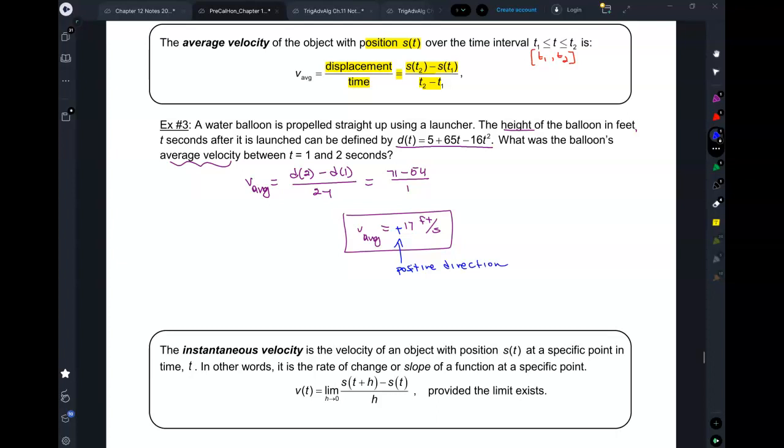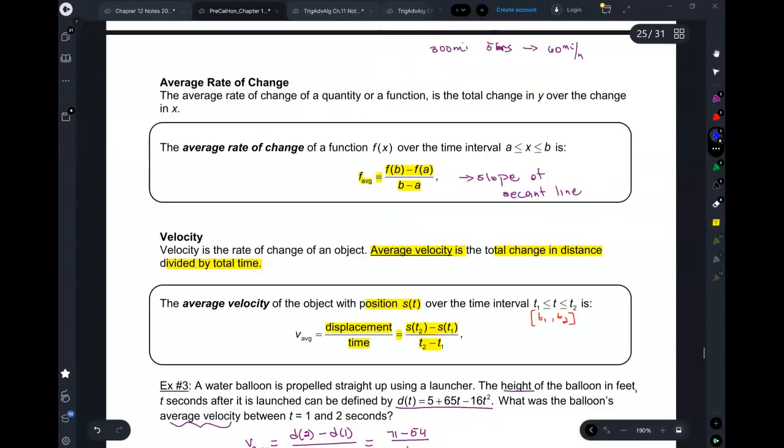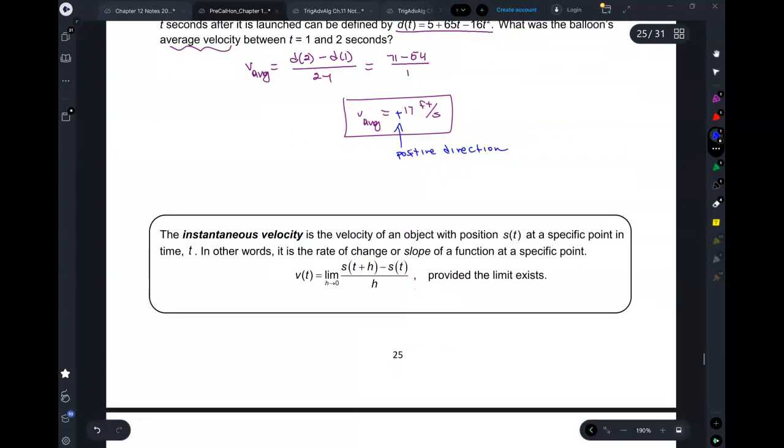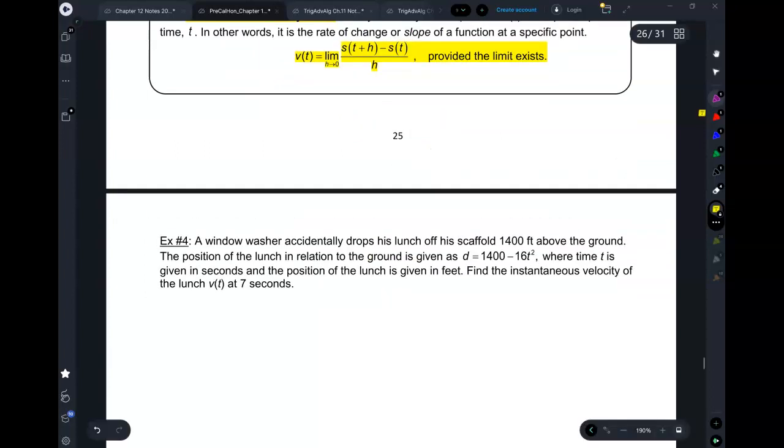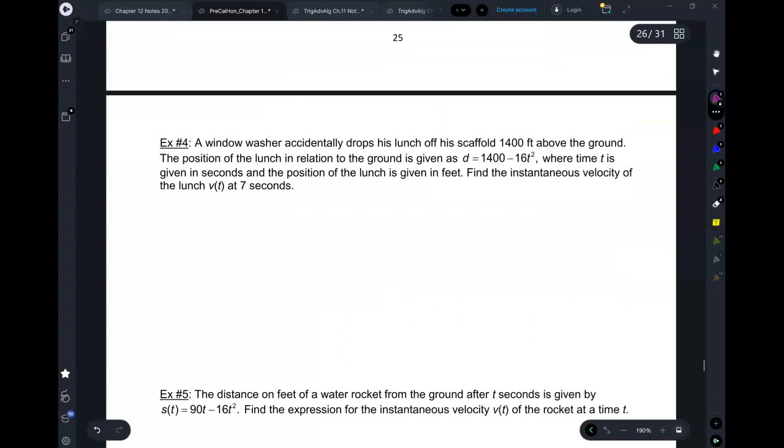Okay. Now, that's average velocity. Instantaneous velocity is exactly what you were doing for the homework for today. All right? So for that, you just have to use this formula here. Okay, and we just call that velocity, v of t. So it's the limit as h approaches 0 of s of t plus h minus s of t over h. Looks familiar, yeah? From yesterday.